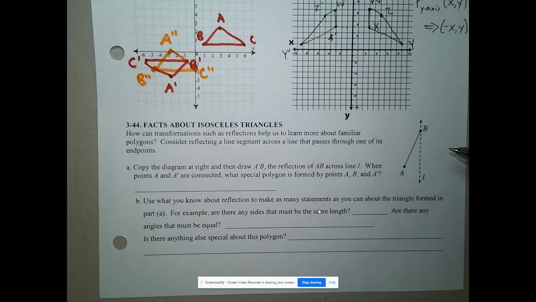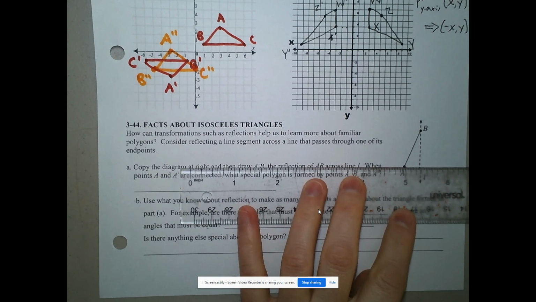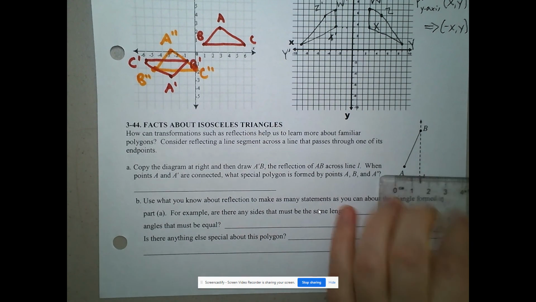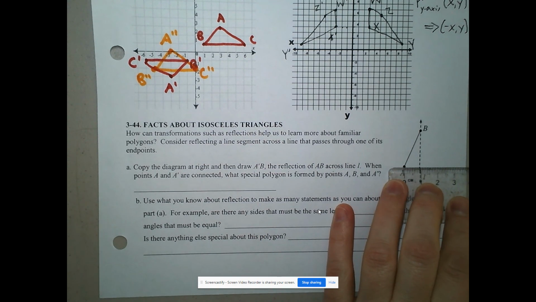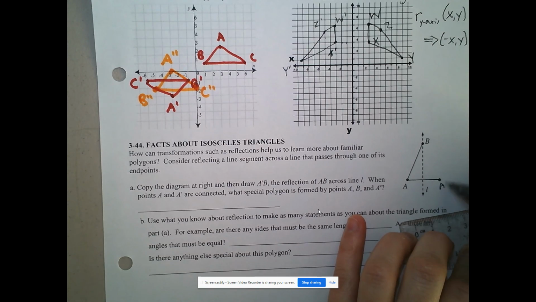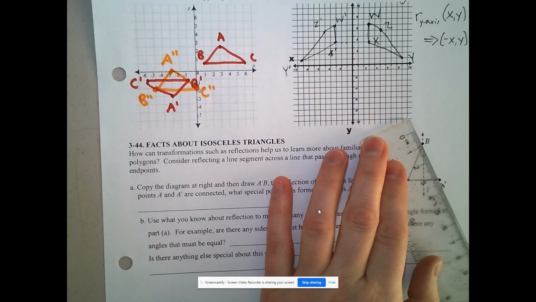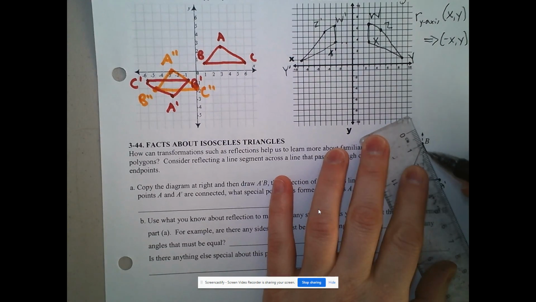So in order to reflect it, you would want to grab a ruler, and we'd want to make sure that we stayed at a 90-degree angle. And we would want to measure how far. It's about 1 centimeter to the left. Maintaining a 90-degree angle with the line of reflection, we'd want to go 1 centimeter to the right. And that would give us A prime. And then we could connect B down to A prime.